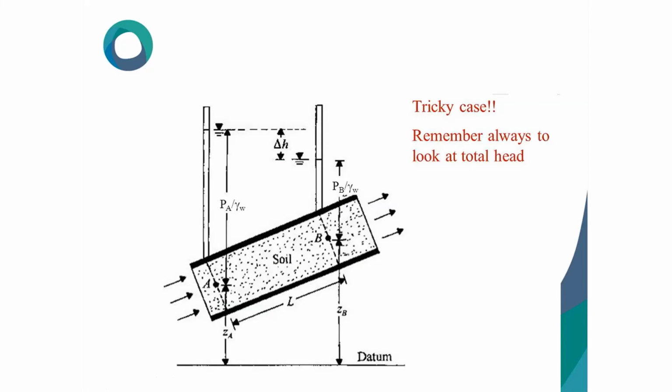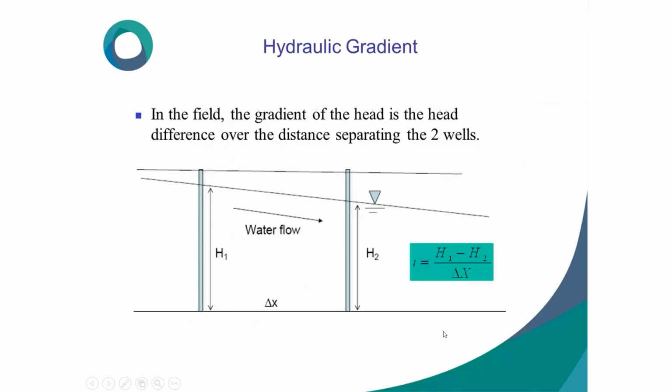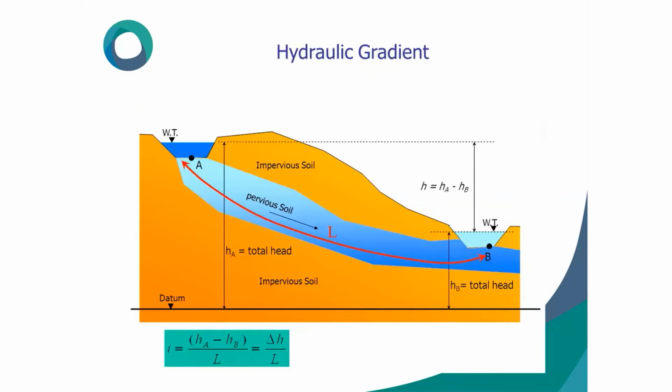Tricky case, remember always look at the total head. It is always very challenging, the hydraulic gradient. In the field, the gradient of head is the head difference over the distance separating the two wells. Okay? You can see how from A to B the total head difference is going on.